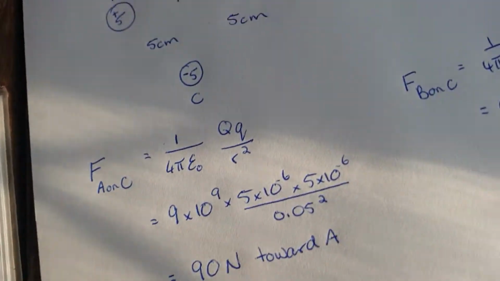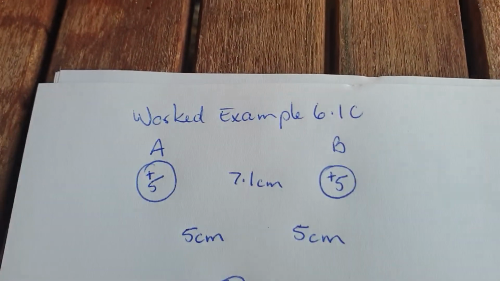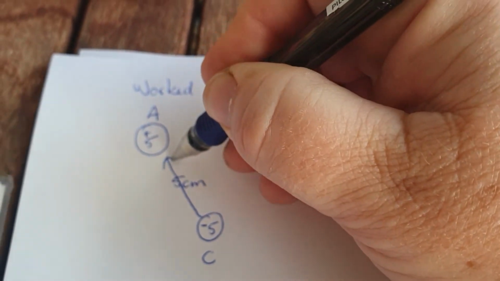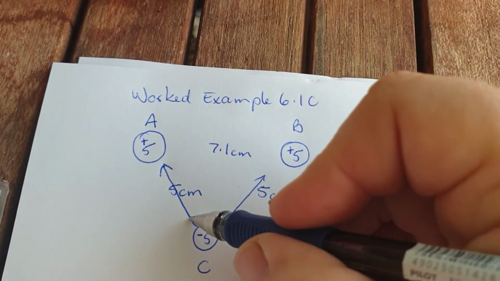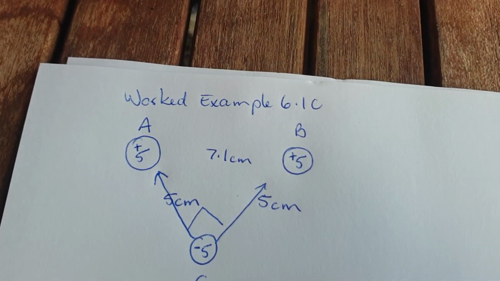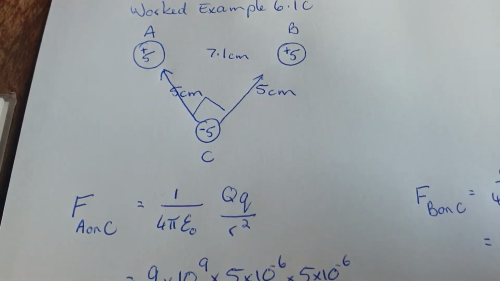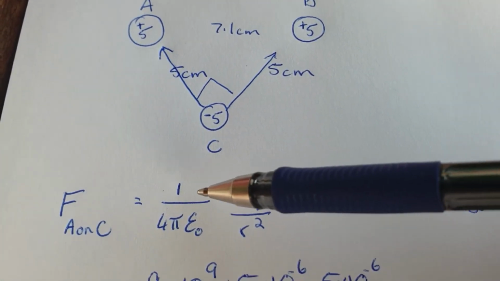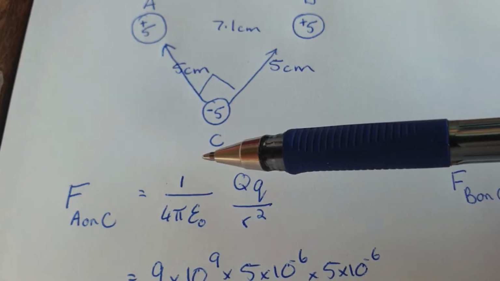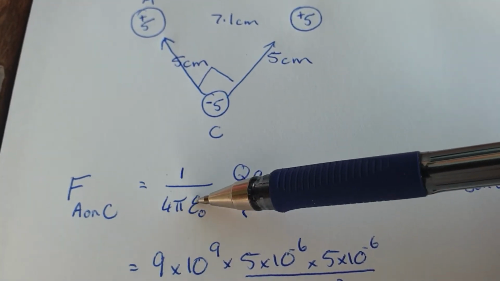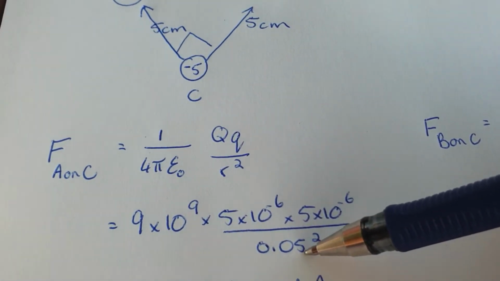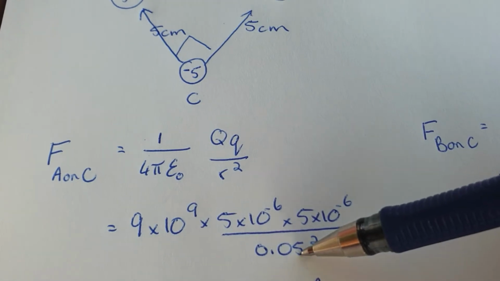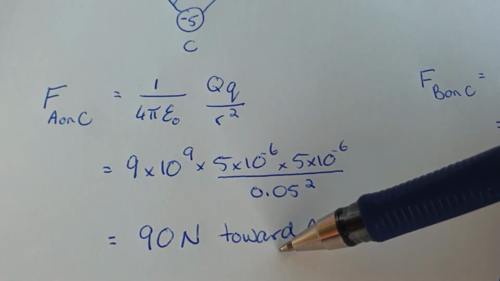So it's pretty straightforward. Here it is. So we have got, this is going to have a force on it going this way and a force on it going this way. And very conveniently, these are at a right angle to each other. So it makes it easy a bit later on. Right, so it's just straight this formula. The force of A on C is 1/(4 pi epsilon naught) Q1 Q2 over r squared. Don't forget to change your r into meters, and we get 90 newtons towards A.